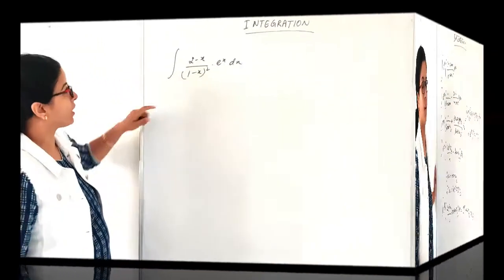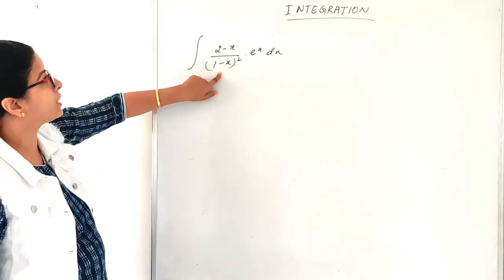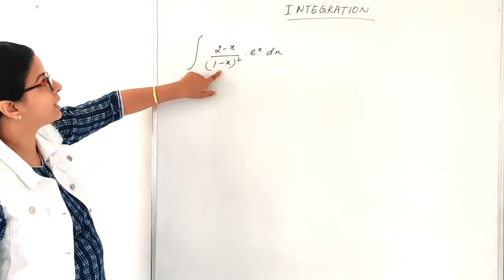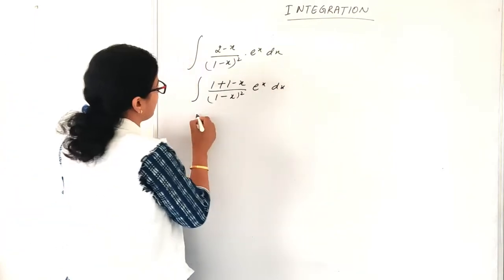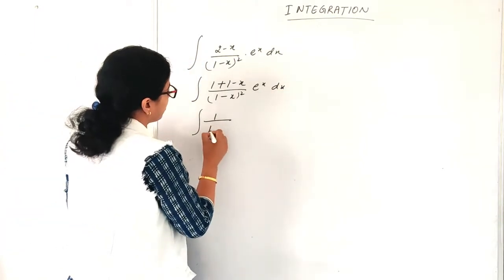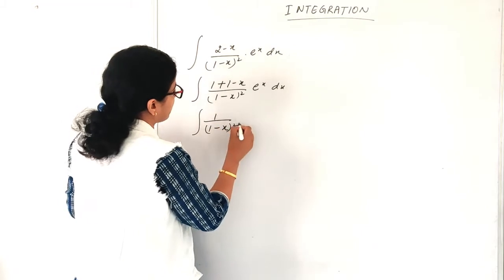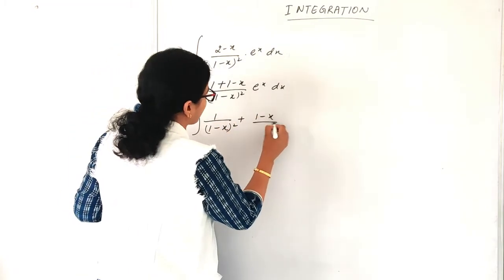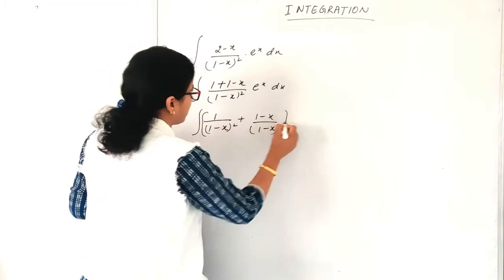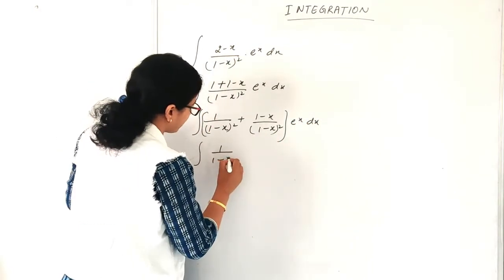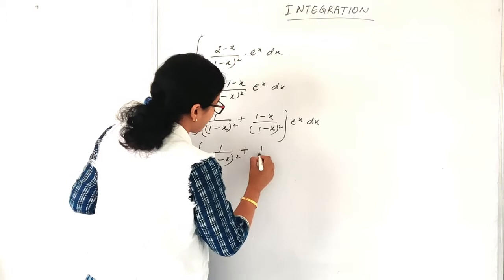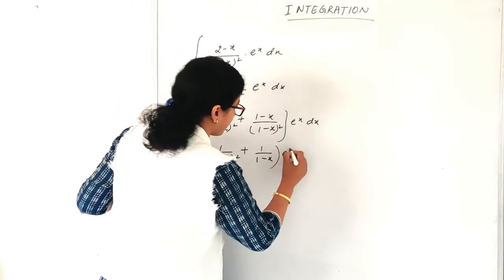Okay. So what I am going to do in this case, I am going to convert my numerator in terms of the denominator, right? So look here, okay. So what I am getting here, 1 upon (1 minus x) whole square plus (1 minus x) upon (1 minus x) whole square e to the power x dx, right? So 1 upon (1 minus x) square plus 1 upon (1 minus x) e to the power x dx.